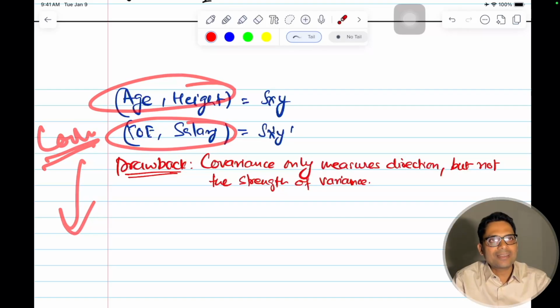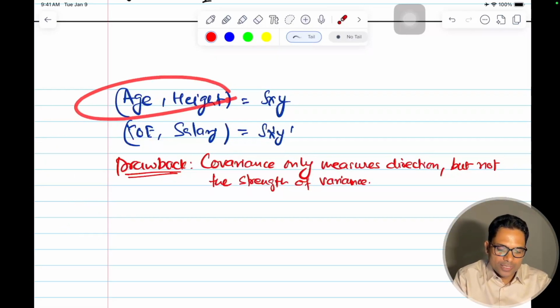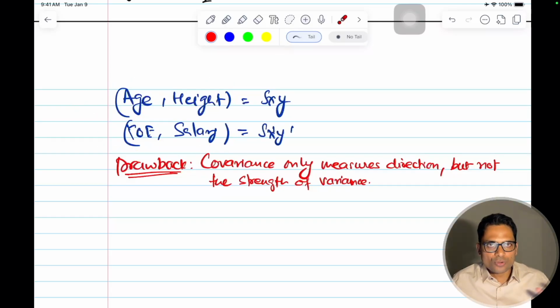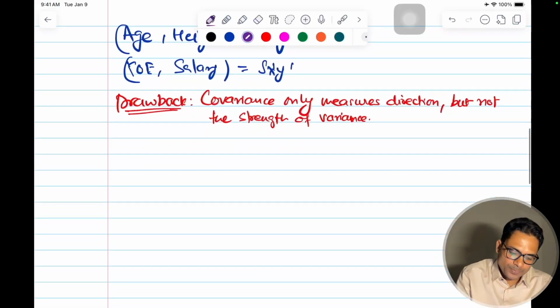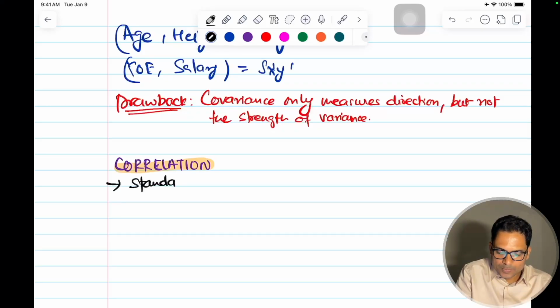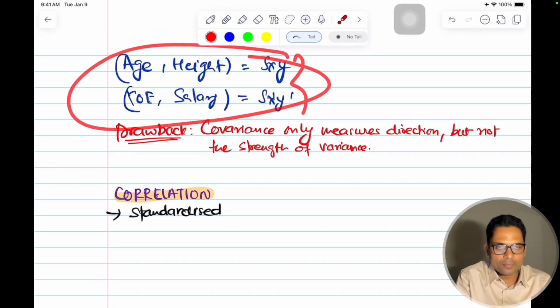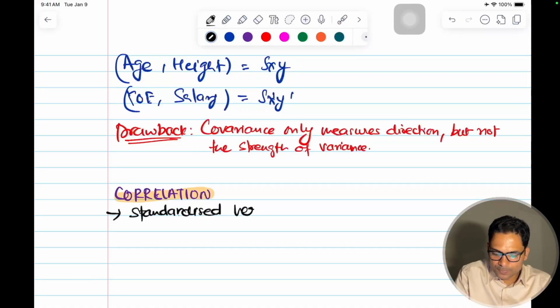That's why I have one more metric which also gives me direction plus the strength, that if these two are changing, how strongly they are related. So the range of values, that's what it is, correlation. Let me define it and then I'll tell you the values. Correlation. This is a standardized version. Standardized means I can now compare these two different data sets. This is a standardized version of covariance.